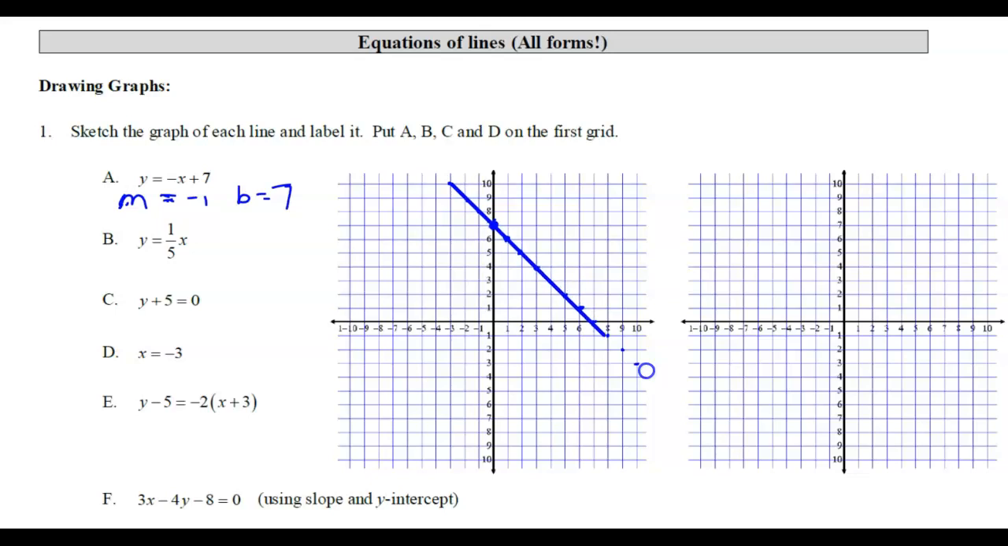Okay, and label that A. Put arrows on the end and label it A. Guaranteed you'll have to do some graphing on your test.